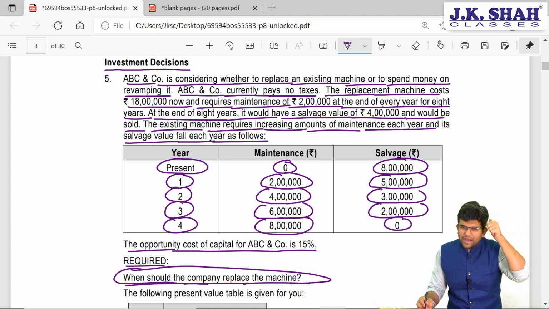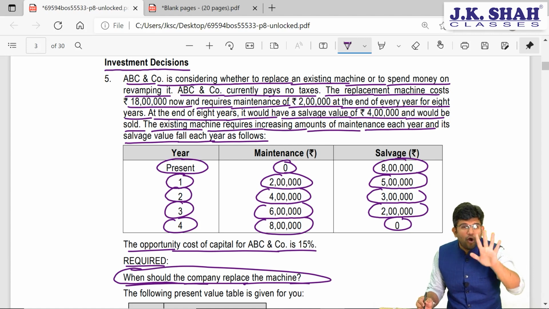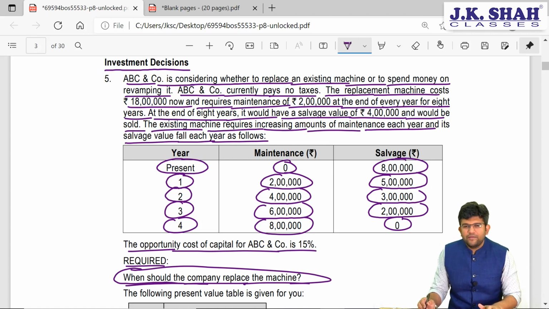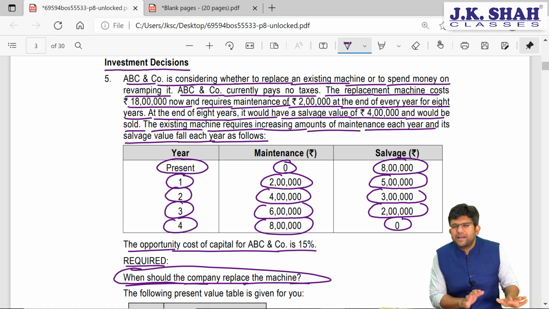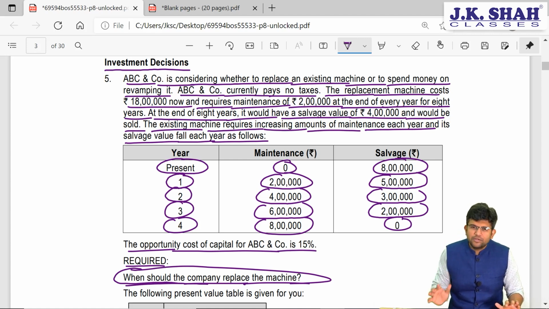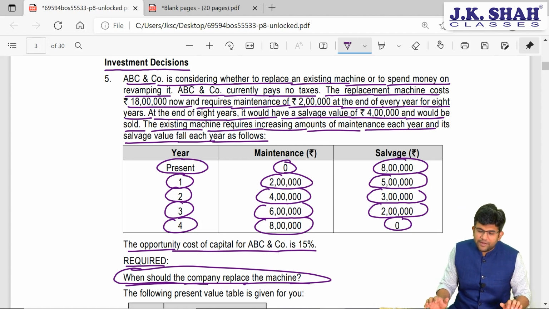Everybody clear? Either replace it today, or after 1, after 2, after 3, or after 4 years. We have to evaluate all 5 options. Everyone clear? Now children, as you can see here, they have not given to you any cash revenues. Of course salvage is there, that's a sundry cash revenue. The mainstream cash revenues are not given, the operating cash revenues expected are not given.